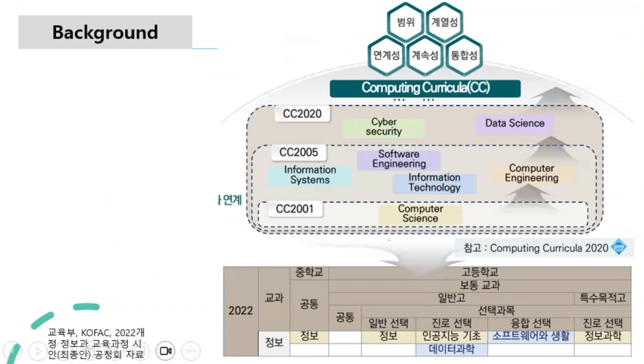In Korea, the informatics curriculum, the informatics subject, has been based on computer science. In the 2022 revised curriculum, we reflect the 2020 computing curriculum by ACM. Do you know Computing Curricula 2022 by ACM? It is a new computing curriculum globally. For example, due to the influence of data science, data science was added in 2022 globally. The data science subject was introduced in high school in the new curriculum.